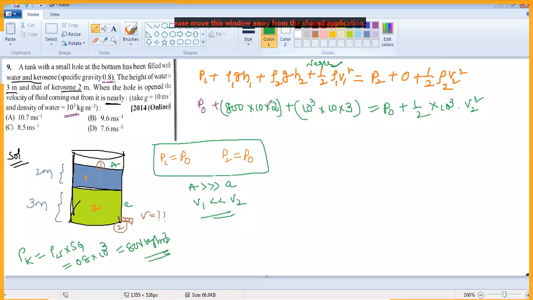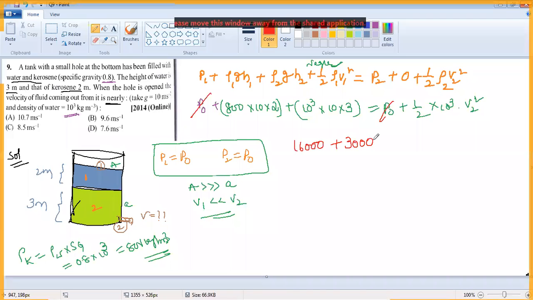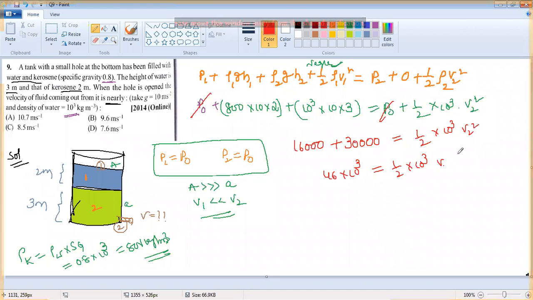So what is the result? P0 and P0 cancel. This is 20 plus 218. 2 is 16,000. This is 16,000 plus 30,000. Am I correct? This is 30,000. It should be equal to 1 by 2 into 10 power 3 into V2 square. This is 30, this is 46. 46 into 10 power 3 is equal to 1 by 2 into 10 power 3 V2 square.